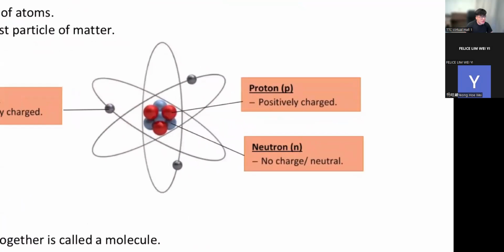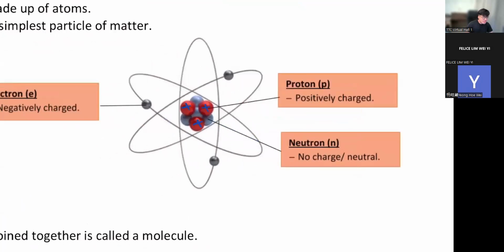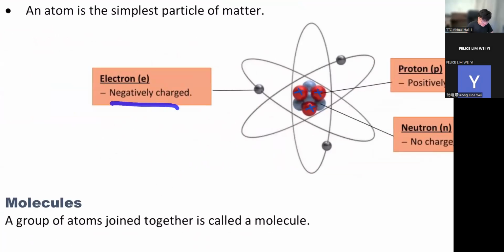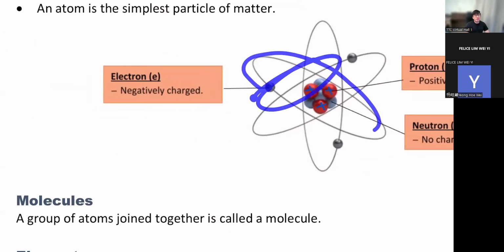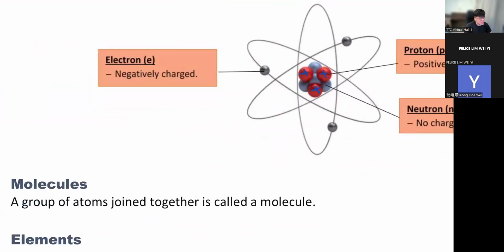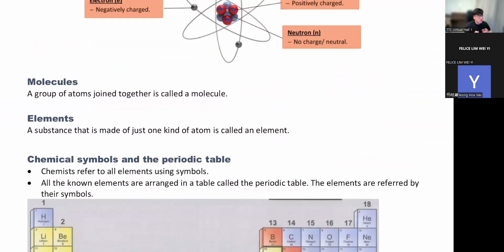And then you should know your positive ones. It's not mentioned here. The positive one is called proton, because P is positive, proton. And then neutron is N. This one has no charge. Neutral, N, no charge. And then E, this is negative. E is your electron. So electrons float around your atom. And when you join two atoms together or above, you will get molecules.